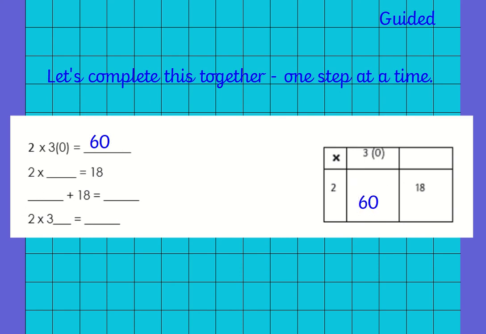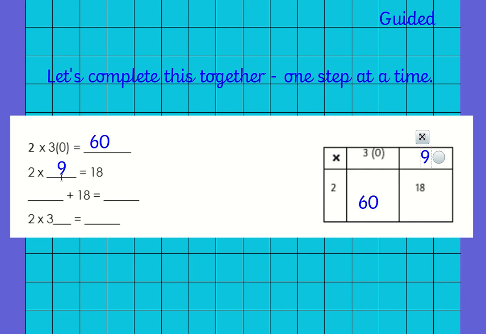2 times something equals 18. Well, let's count in our 2s till we get to 18. 2, 4, 6, 8, 10, 12, 14, 16, 18. I've counted 9 times. I'm sure you have too. So that goes in there. So we now know that this one here is going to be 9.